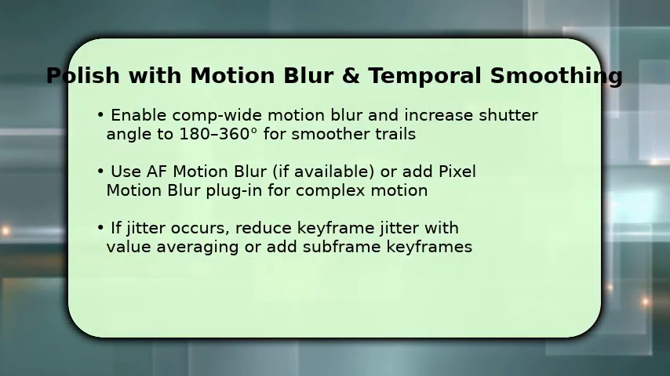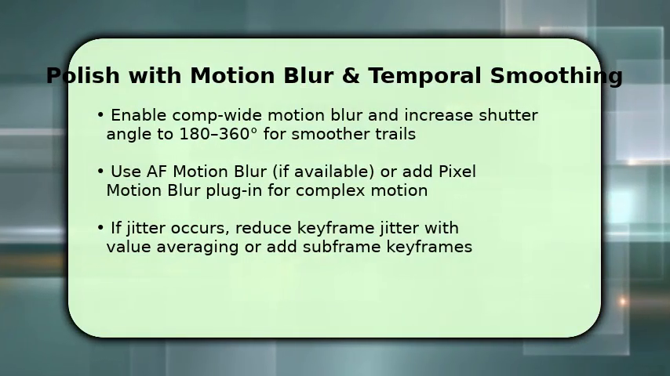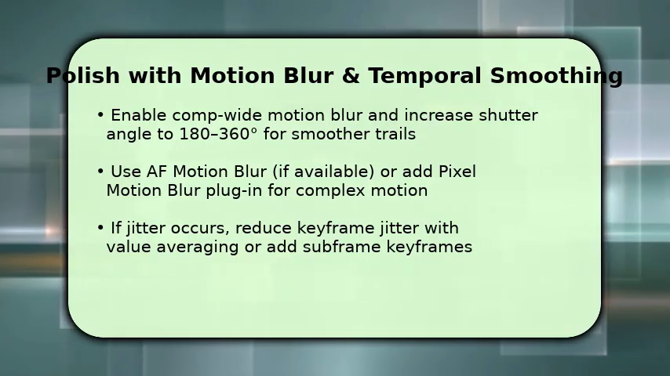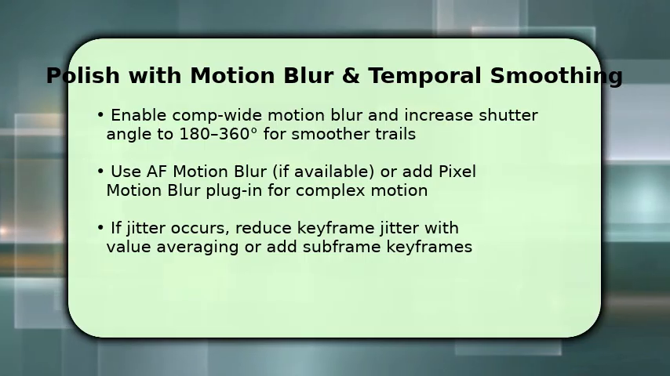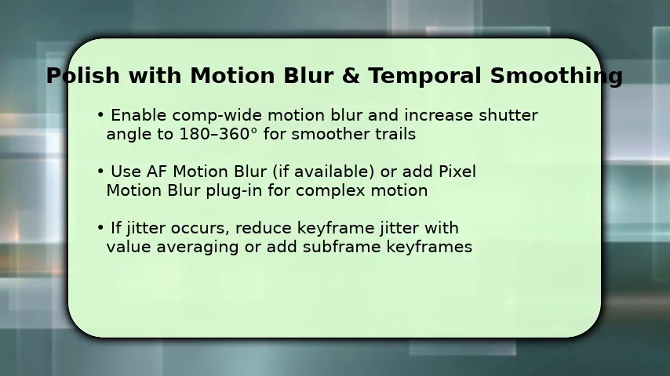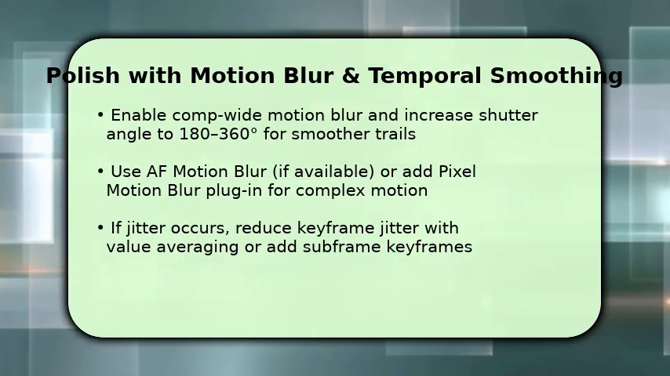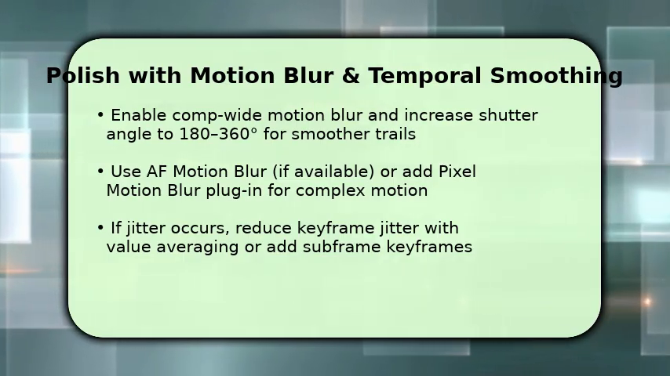Finish by polishing motion blur and fixing small jitters to sell smoothness. Turn on comp motion blur and increase shutter angle to between 180 and 360 degrees for natural streaking. If you need more accuracy on complex footage, apply pixel motion blur or After Effects frame blending.